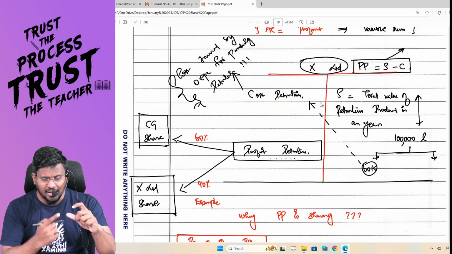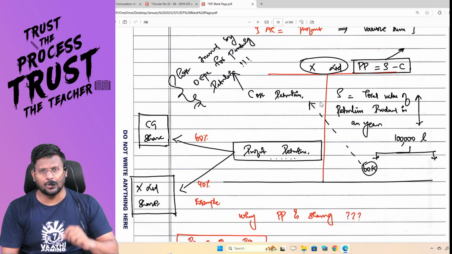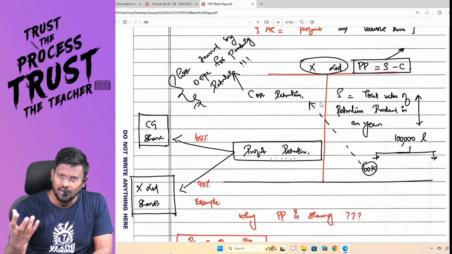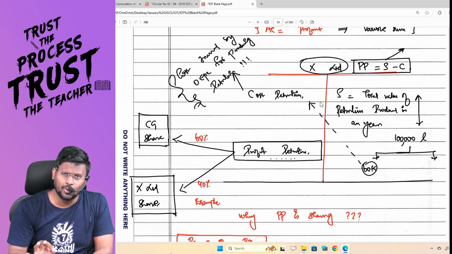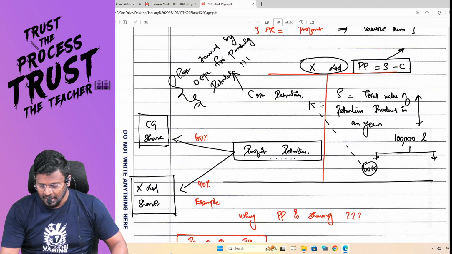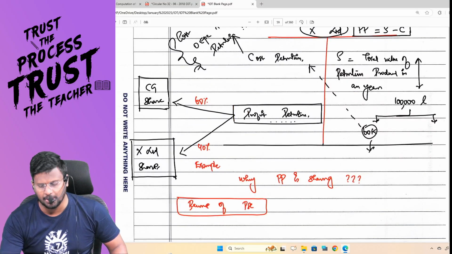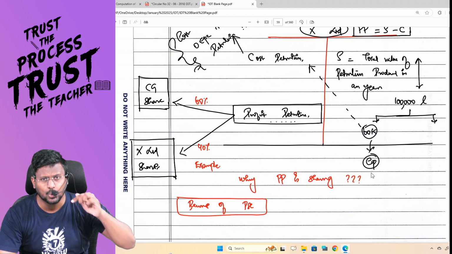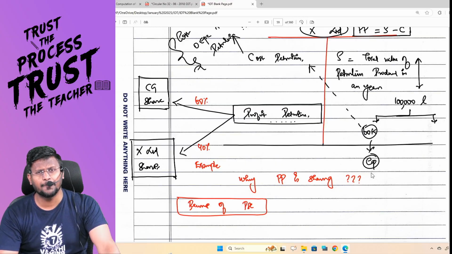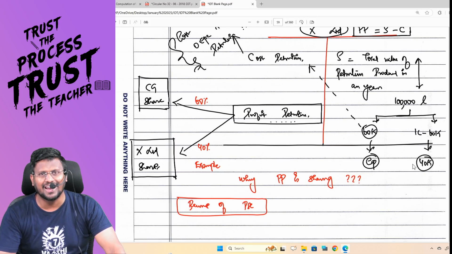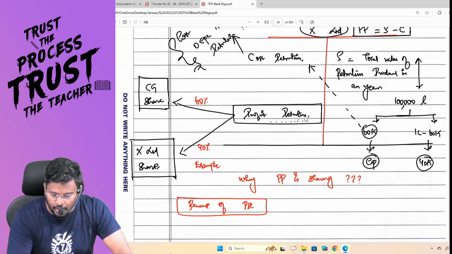So they have, sir, extracted 1 lakh liter of petroleum. Out of that 1 lakh liter, if they sell 60,000 liter of petroleum, they can recover the cost they have incurred. Then that 60,000 liter of petroleum is called cost petroleum. And 1 lakh minus 60,000, 40,000 liters are there. That is called profit petroleum.